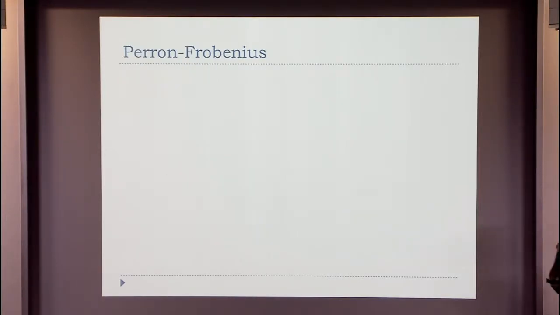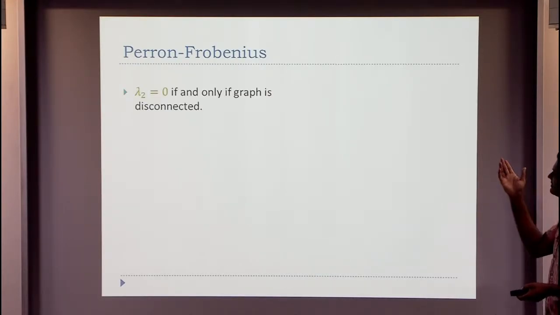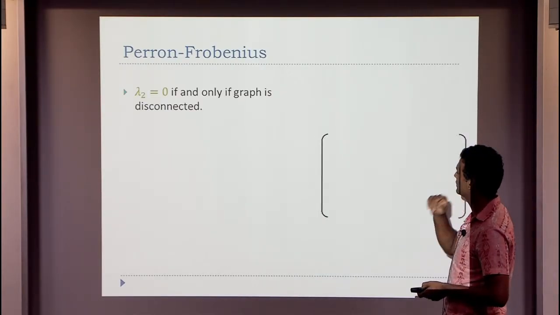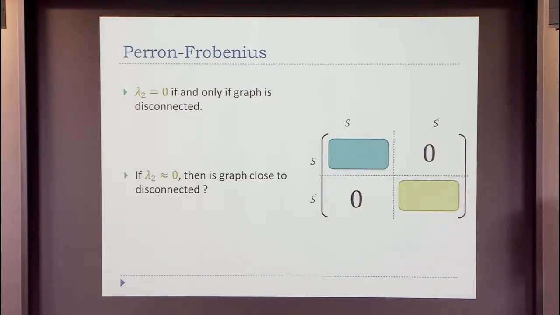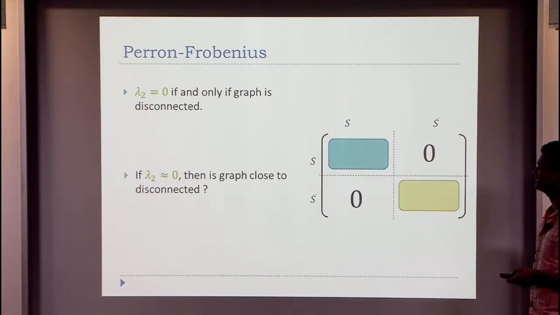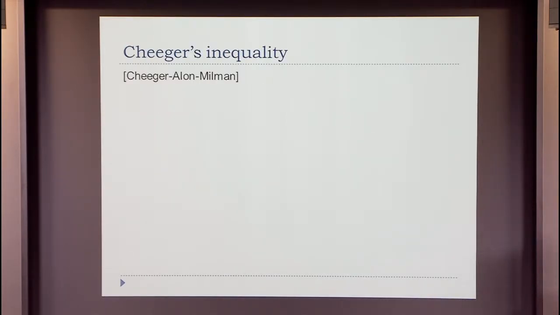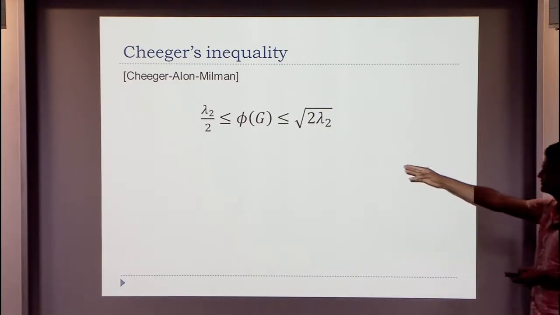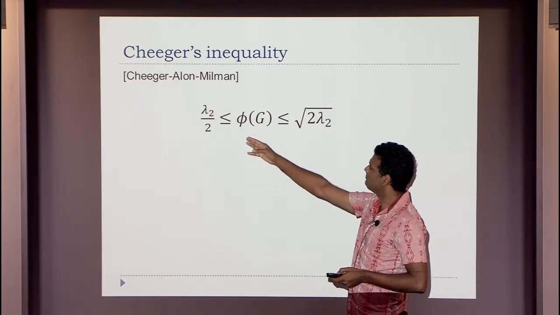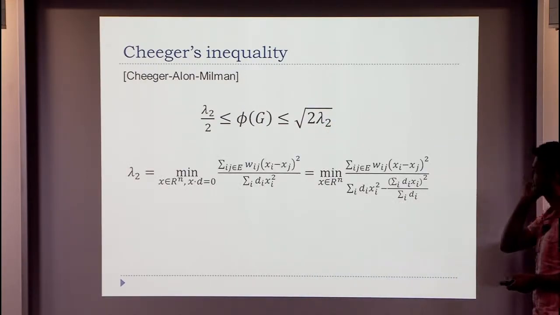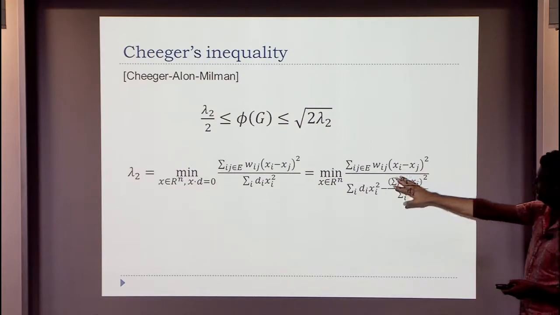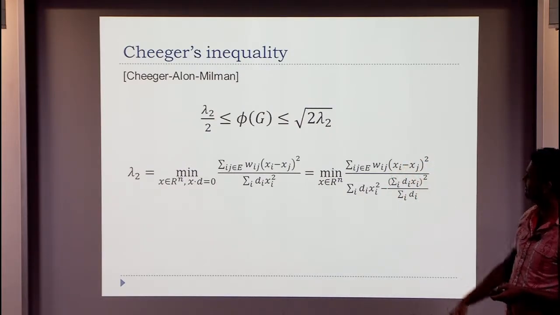Perron and Frobenius say lambda 2 is 0 if and only if the graph is disconnected. I've seen this many times. And if it's close to 0, is the graph close to disconnected? So Cheeger answered this, Cheeger, Alon, and Milman, saying that in fact expansion is at most square root of 2 lambda 2. Why? Let's see one direction. So there are two inequalities here.